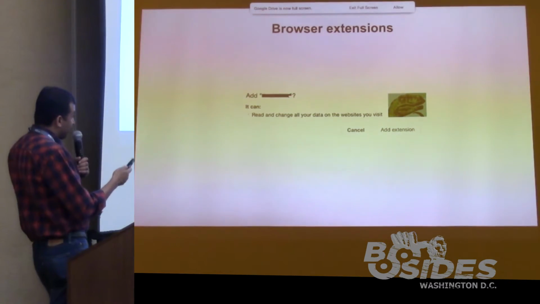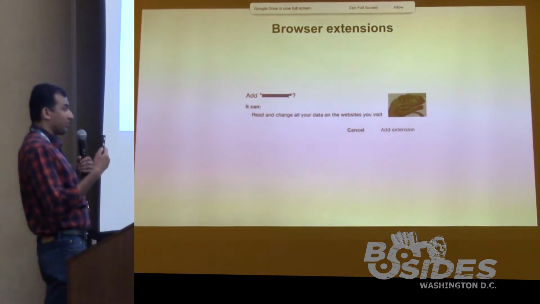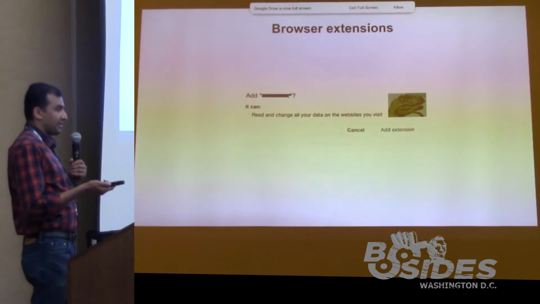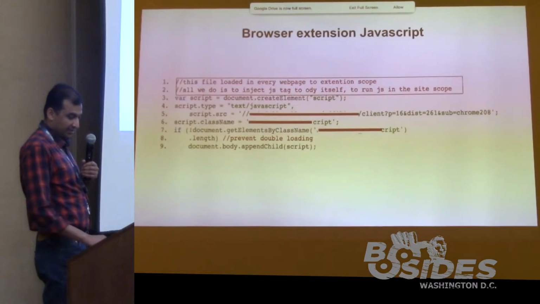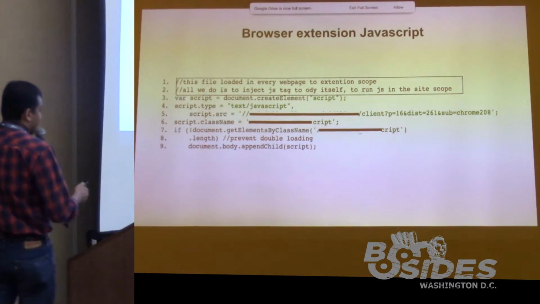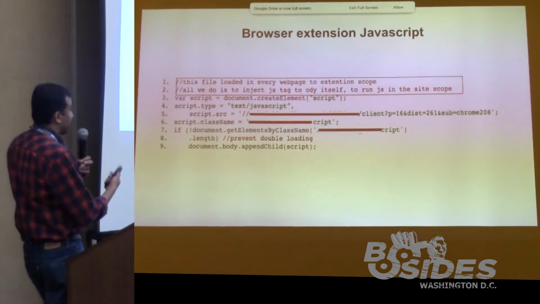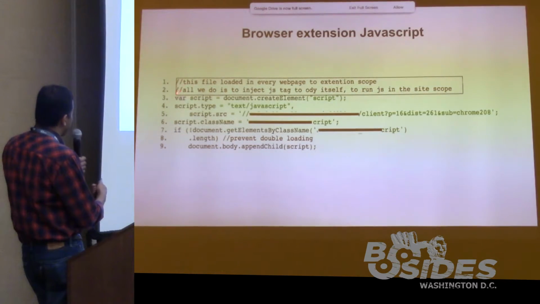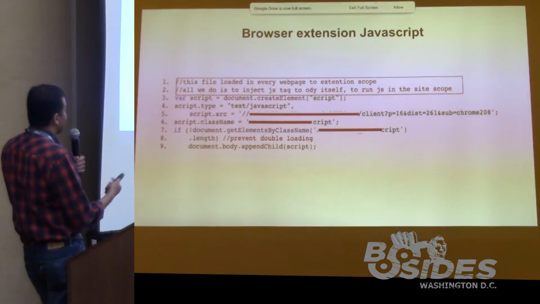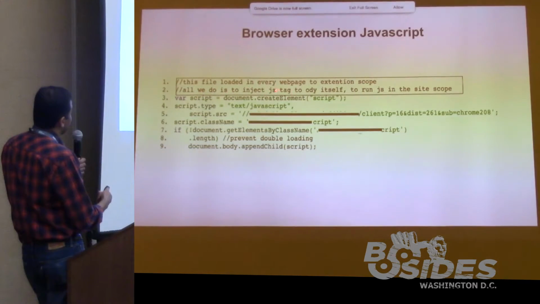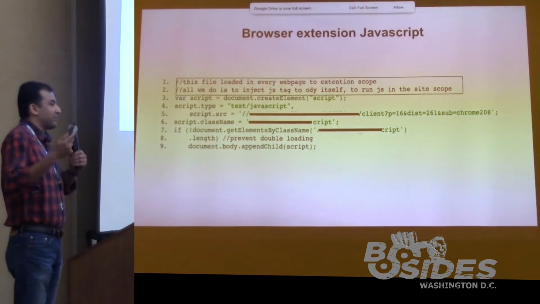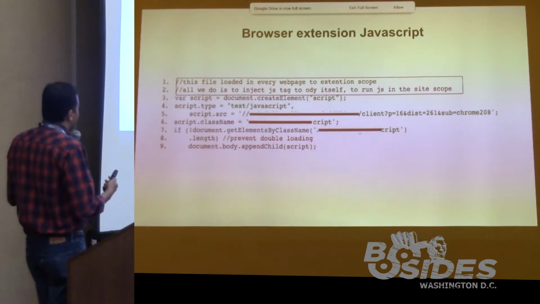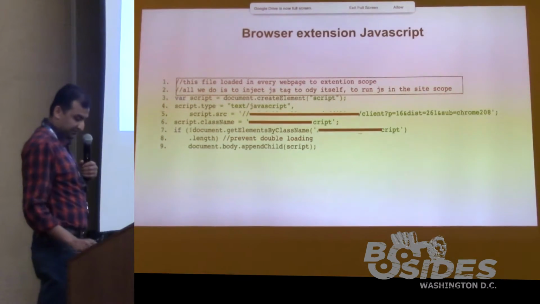One thing I really want to talk about is that extensions have more privileges and permissions compared to a regular web page on your host. This is code which I got as part of the extension JavaScript. It clearly says that this file is loaded in every web page, and all we do is inject the JS tag into the DOM itself. So basically, they're injecting some JavaScript into every page you visit. This is the code that is part of the extension.